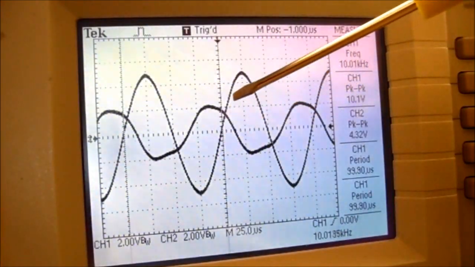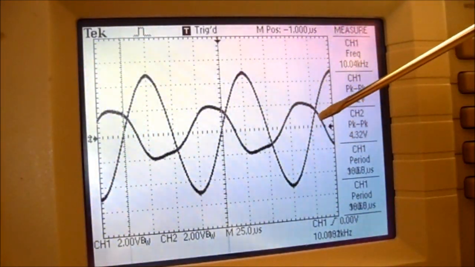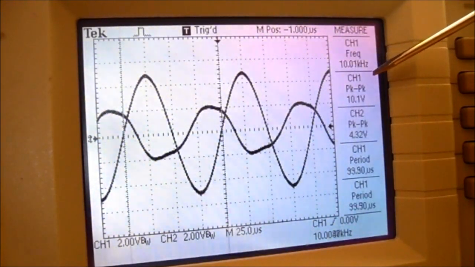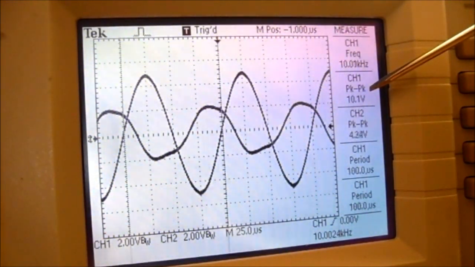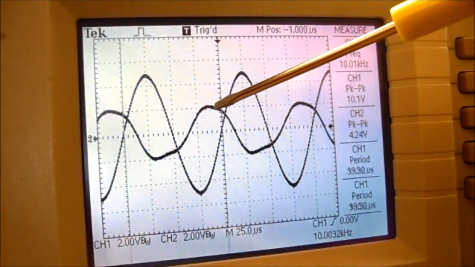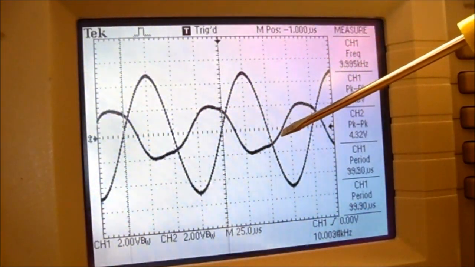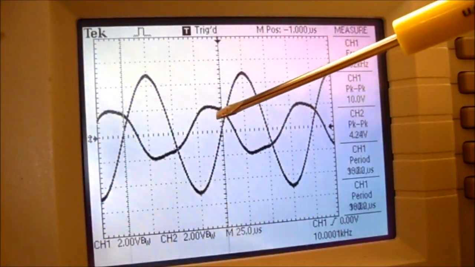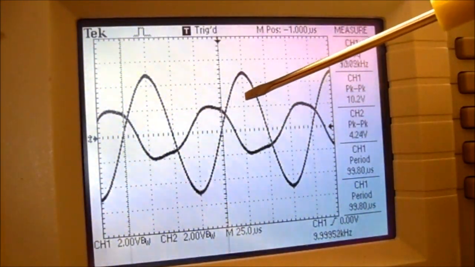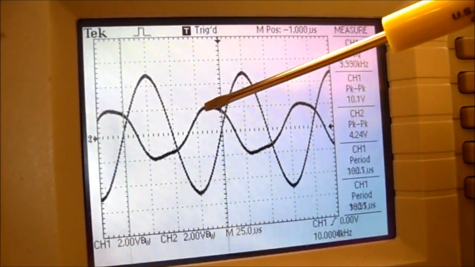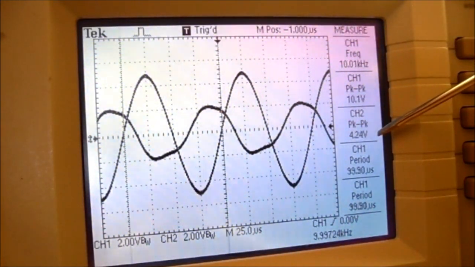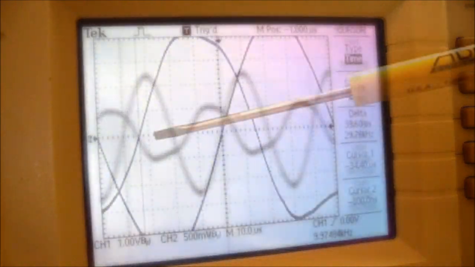So this waveform is V_in, and you can see V_in is at 10 kilohertz and 10 volts peak to peak. Channel 2 is the voltage across the resistor and inductor in parallel, and you can see its waveform is leading the input voltage, and it works out to 4.32 volts peak to peak.